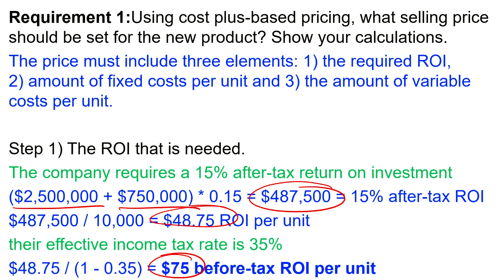So basically, we're doing fixed cost per unit plus variable cost per unit plus $75. If that's the price we sell at, we receive that as revenue, we subtract the fixed cost, we subtract the variable cost, and we end up with $75 of profit before taxes. After we pay our 35% in taxes, we're going to have $48.75 per unit, which gives us that 15% return on this $3,250,000 investment we made. So we're starting here with 75. That's our first number that we're building our price with.